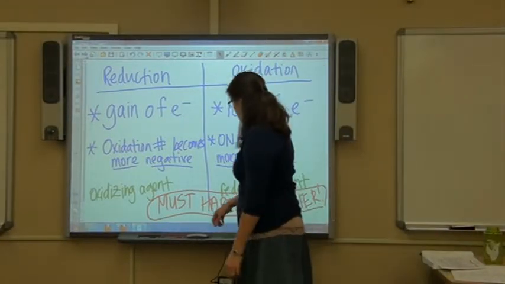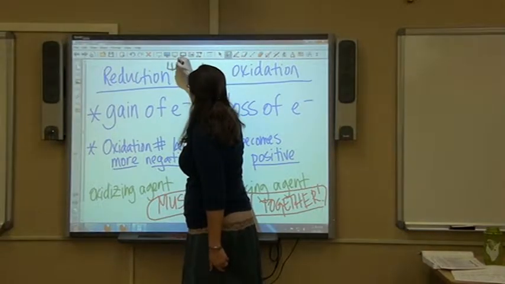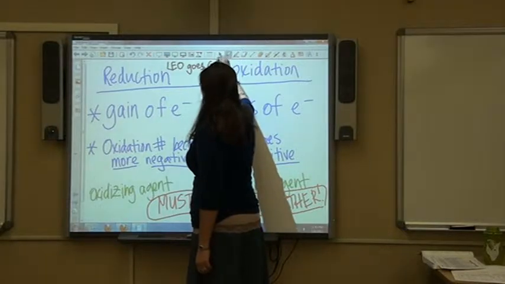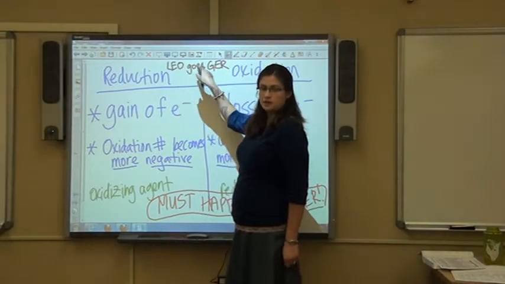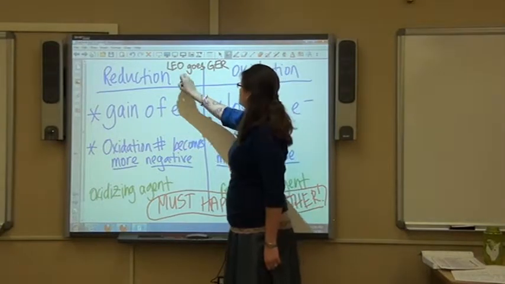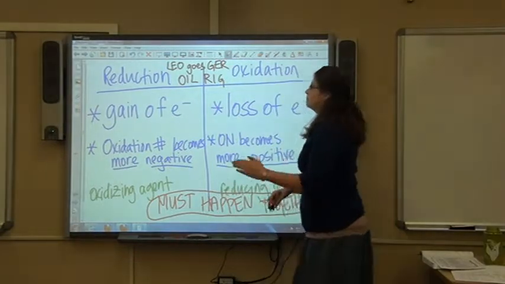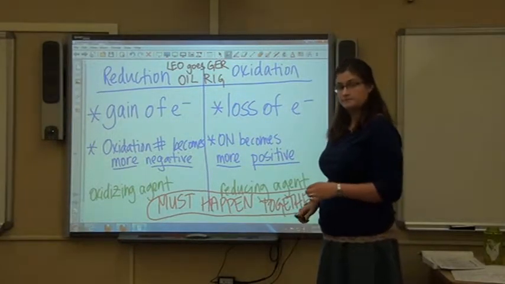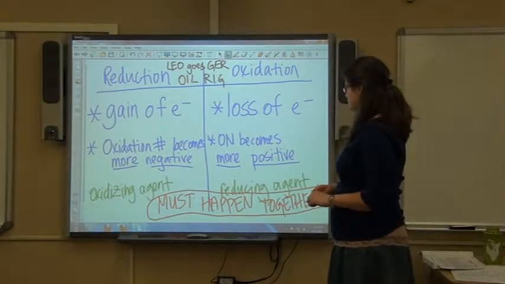The clever mnemonic you can use to remember this is LEO goes GER: loses electrons oxidized, gains electrons reduced. Or you can use OIL RIG: oxidation is loss, reduction is gain. Either of those are good and clever to remember.